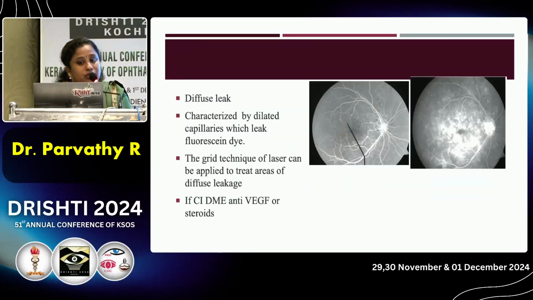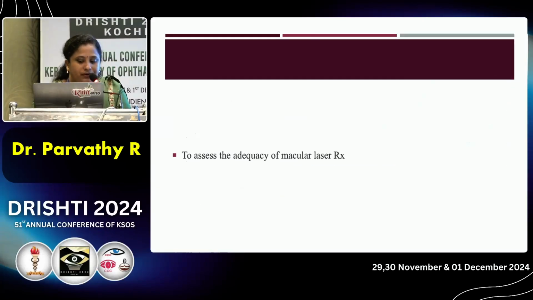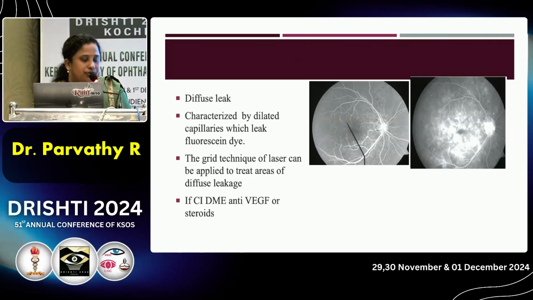Then coming to diffuse leak, it is characterized by dilated capillaries which leak the fluorescent dye in the late phases, and according to ETDRS, the grid technique of laser can be applied to treat these diffuse leakages. And nowadays, if it is a center-involving DME, we will treat it with anti-VEGF or steroids.